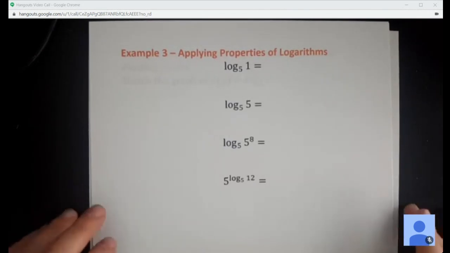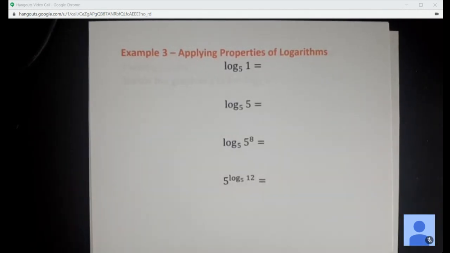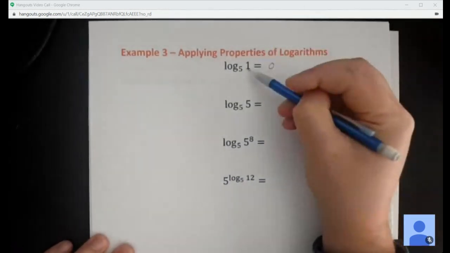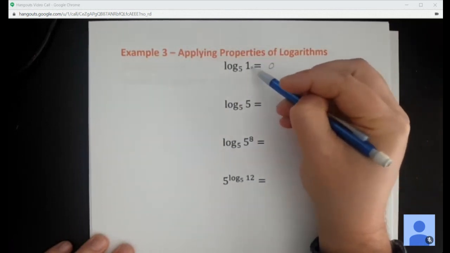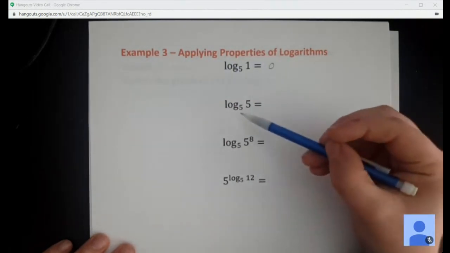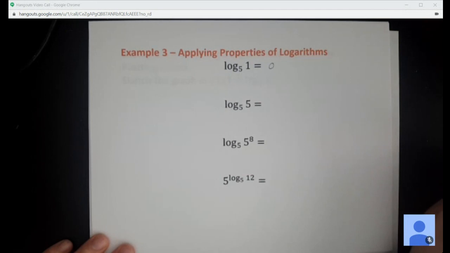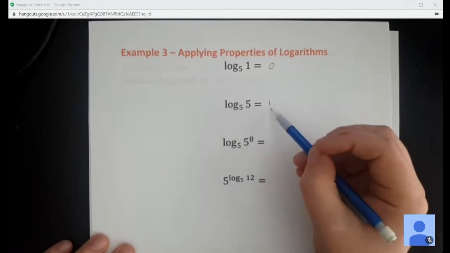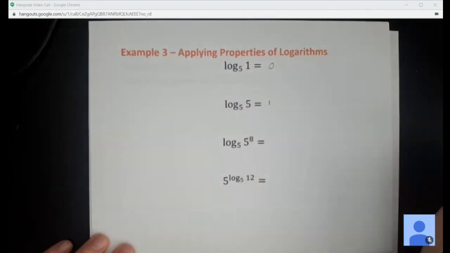So let's take a look at these. First one here, we've got a base 5 log of 1. So what should that be equal to? Good. Again, no matter what base we have there, if it's a 1 inside, it's always going to be 0 because anything to the 0 power is going to give us a 1. What about the base 5 log of 5? Good. This one should be equal to 1, because as long as these numbers match, that's always going to be 1, because this to the first power will give you that same number.